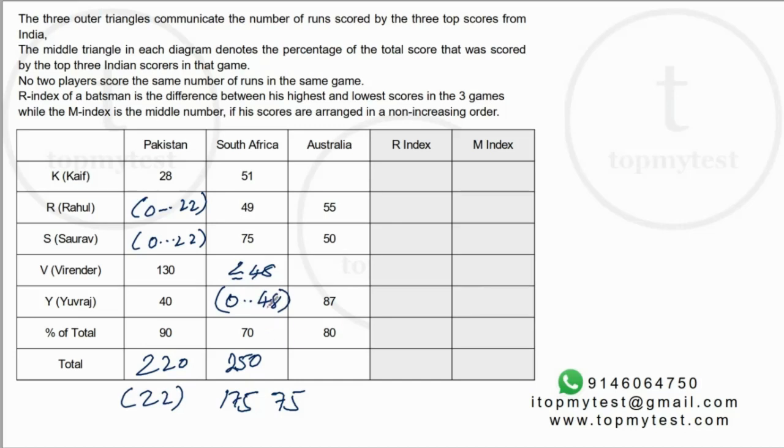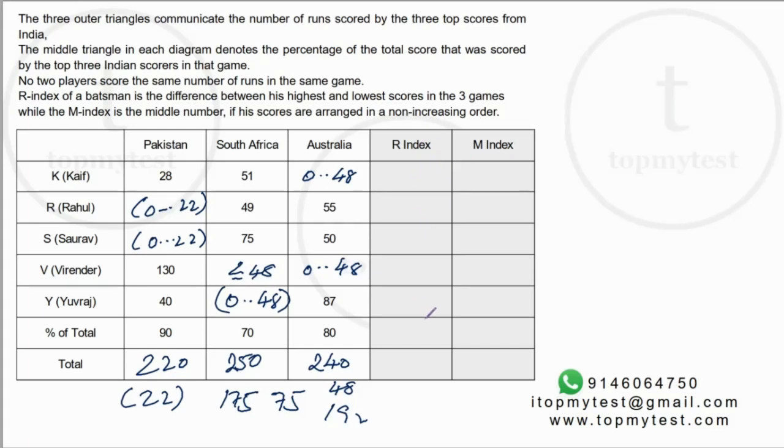Right? Okay. And the last one is Australia. So this is 105, 192. 192 represents 80%. That's 24 into 8. 24 into 8 is 192. So 24 into 10, 240. Balance is 48. So up to 48, and 48 is lesser than the lowest of the 3. So 0 to 48, 0 to 48.